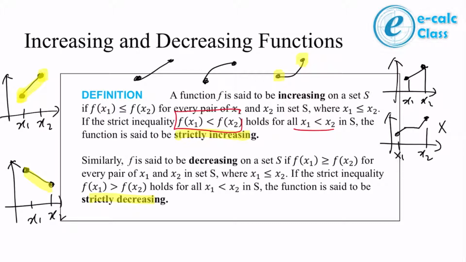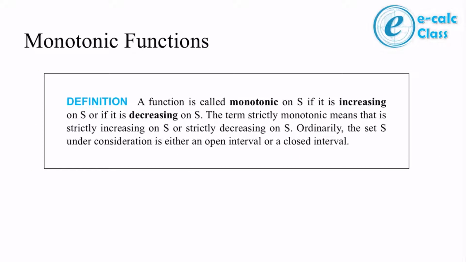The next one we'll be talking about is monotonic functions. Monotonic means it is either increasing or decreasing. It cannot increase and decrease at the same time. This is the concept of monotonic. Similarly, if you want to say it is strictly monotonic, then it has to be always strictly increasing or always strictly decreasing. Usually when we talk about the set S here, the interval, it can either be an open interval or a closed interval. But later on in the theorems, sometimes we need to make it an open interval, and sometimes a closed interval.